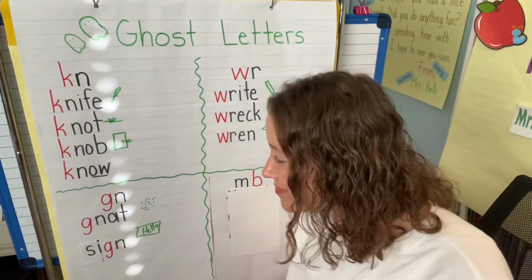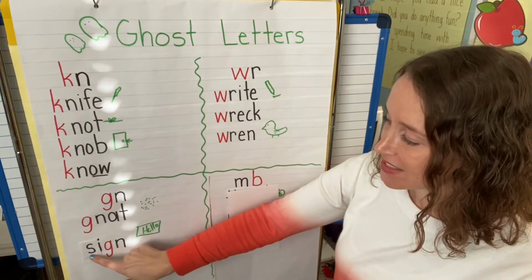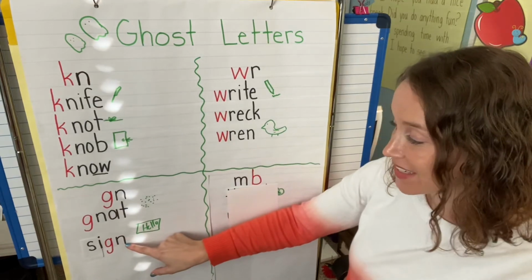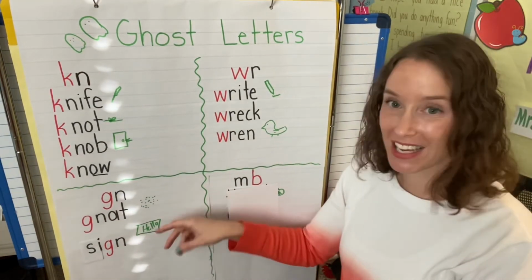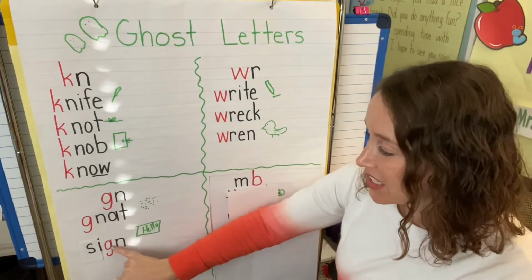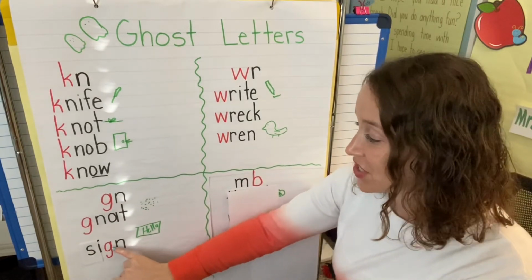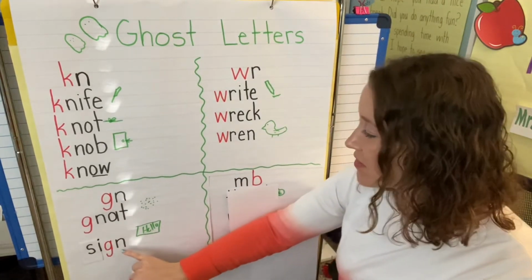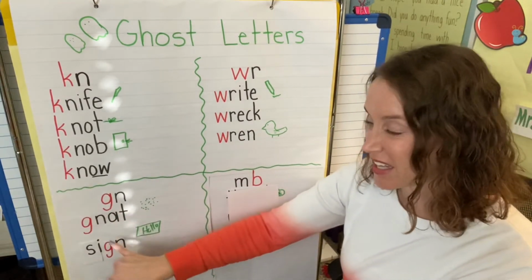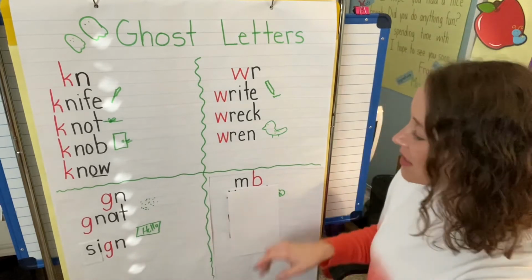All right. Last one for you. Sign. Like the signs, hold up a sign. Okay, sign. So the G, see the GN is at the end. The G is quiet. We skip right over it and go to the N sound. So be on the lookout for GN, beginning and the end of words.